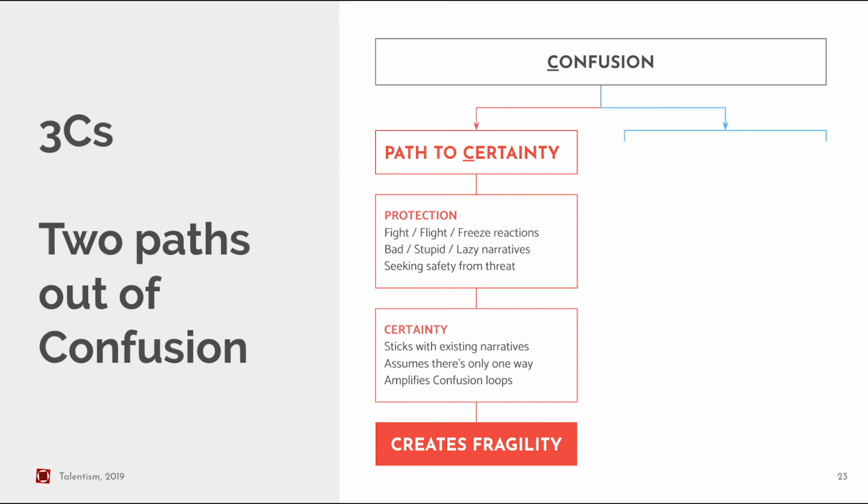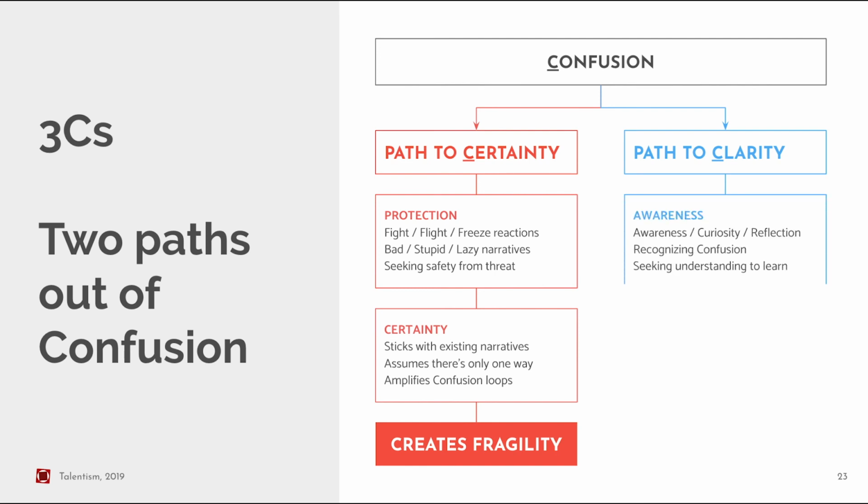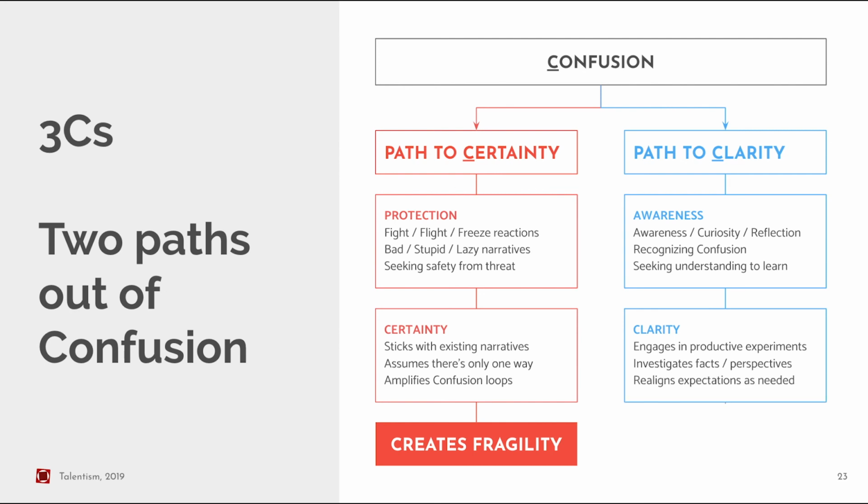The other path out of confusion is clarity. We recognize and acknowledge the confusion. We get curious about it. We explore other perspectives to fully understand reality. We see the confusion as an opportunity for learning and growth. We take in new data and update our expectations. We leverage that to productively and creatively experiment, all in service of achieving intentional goals. We grow into our potential. That's why the 3C model matters.